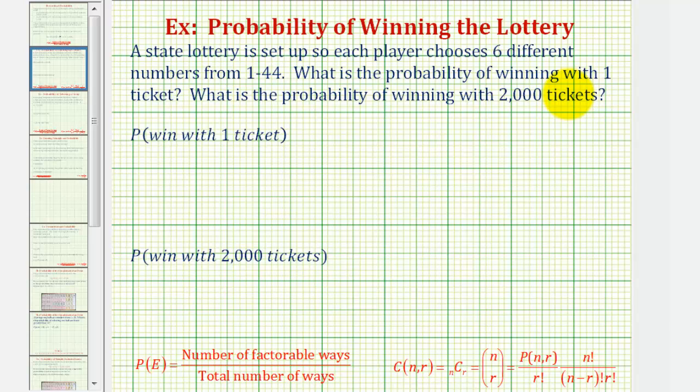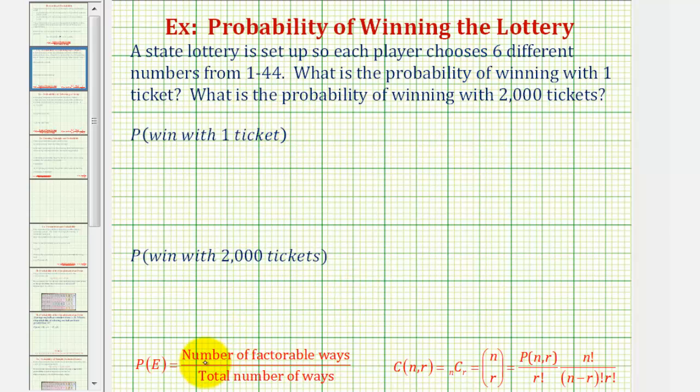Welcome to an example on probability that involves the use of combinations. A state lottery is set up so each player chooses 6 different numbers from 1 through 44. What is the probability of winning with one ticket? What is the probability of winning with 2,000 tickets? To win, you have to select all 6 numbers correctly.